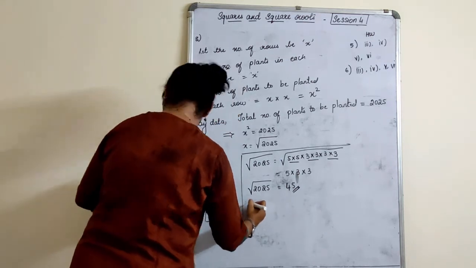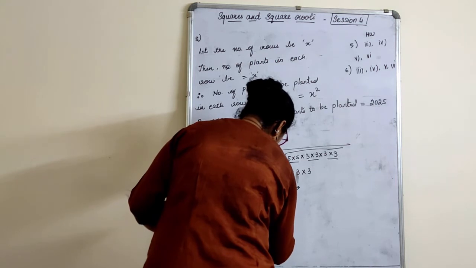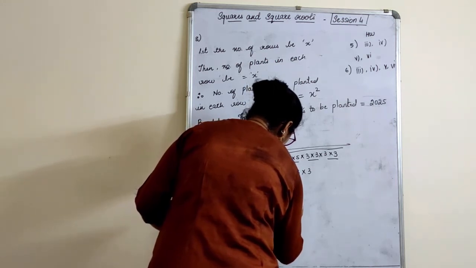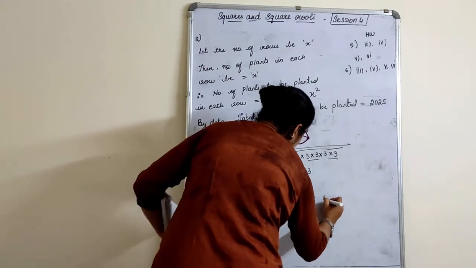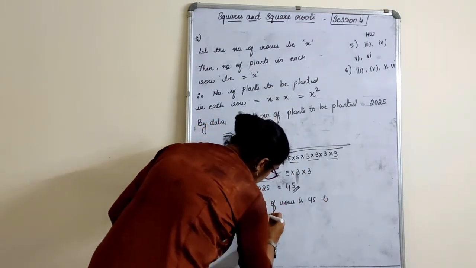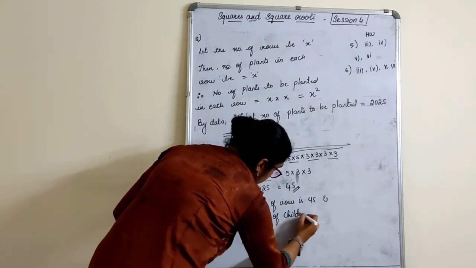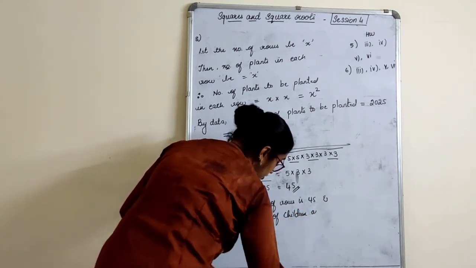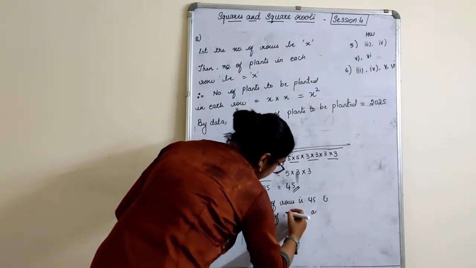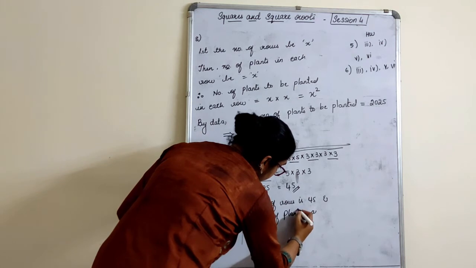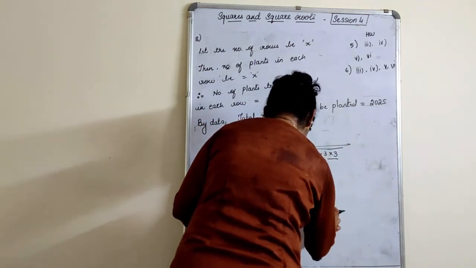Conclusion. Therefore, what we have to give? Hence, the number of rows is 45 and the number of children, not children, the number of plants, I'm still in the previous sum. The number of plants we'll write in each row is 45.